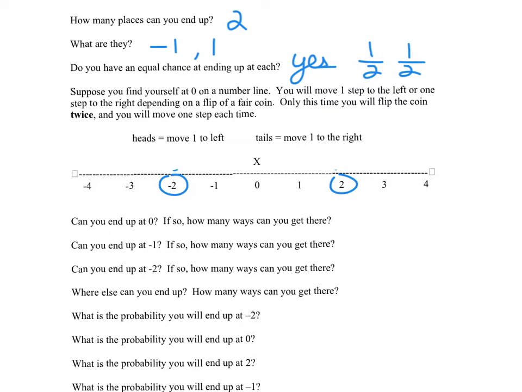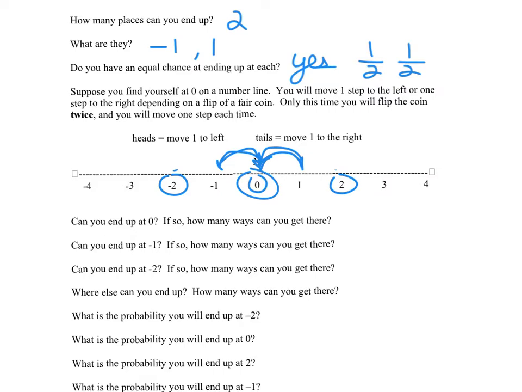All right. What else could we do? We could jump one head and then back to one tail, or we could do one tail and back to one head, and that would be two ways to get to 0. And those are all our options.